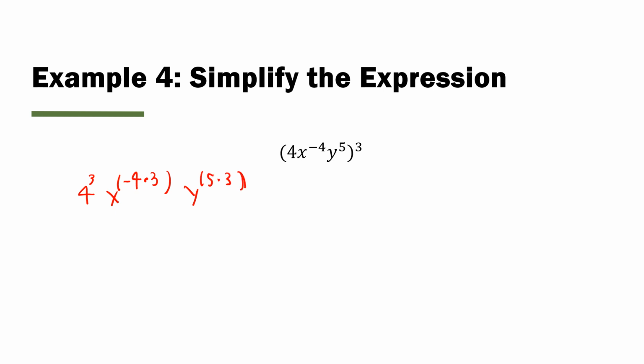So 4 to the power of 3 is 4 times 4 times 4. That is 64. X to the power of negative 4 times 3 is x to the power of negative 12. And y to the power of 5 times 3 is y to the power of 15.